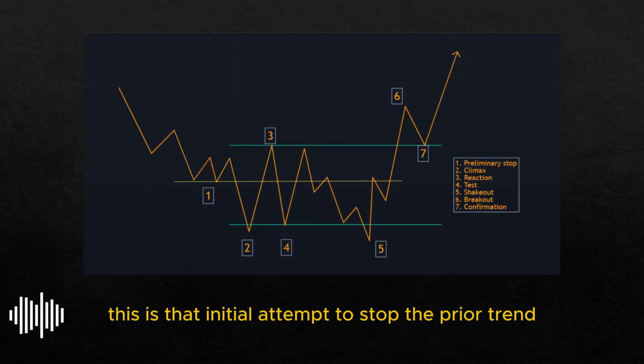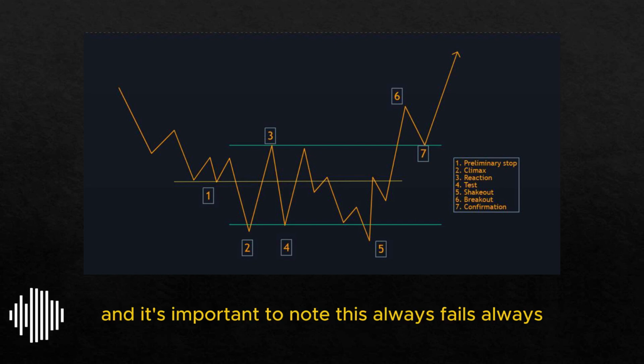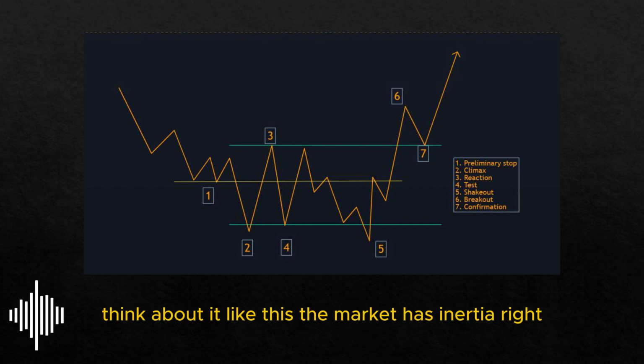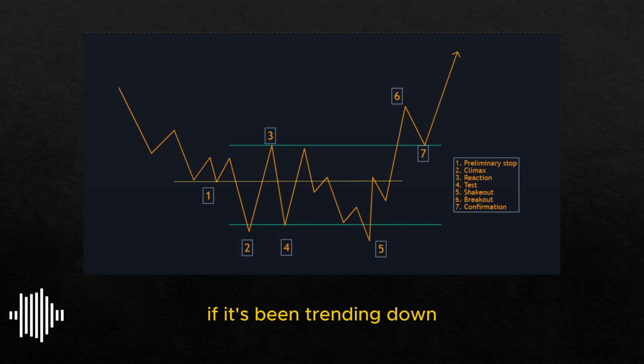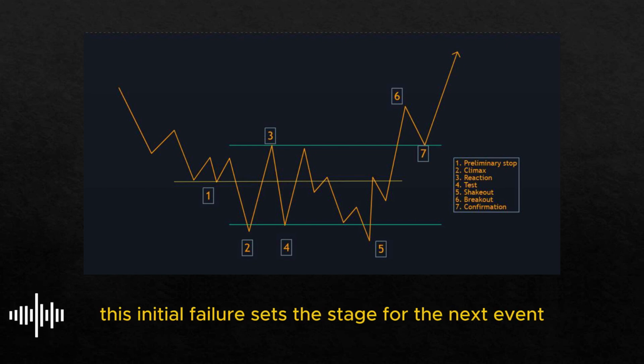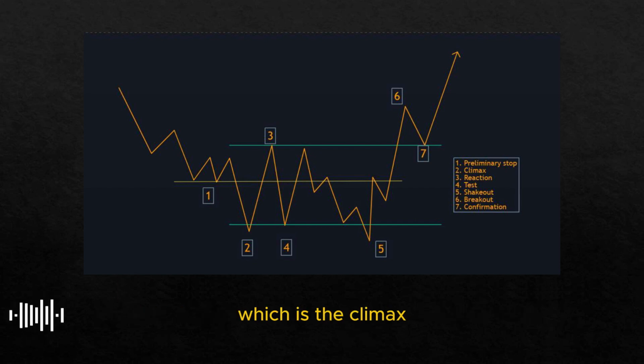Okay. So the first one is the preliminary stop. This is that initial attempt to stop the prior trend. And it's important to note, this always fails. Always. Why is that? Well, think about it like this. The market has inertia, right? If it's been trending down, that first attempt to push it up is going to meet resistance from sellers who are still bearish on that stock. Makes sense. So this initial failure sets the stage for the next event, which is the climax.